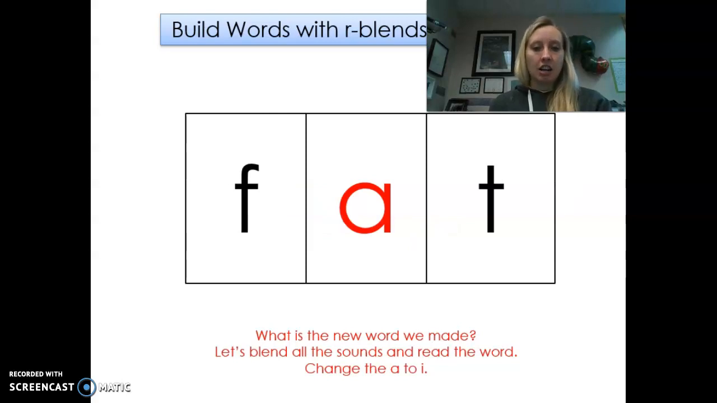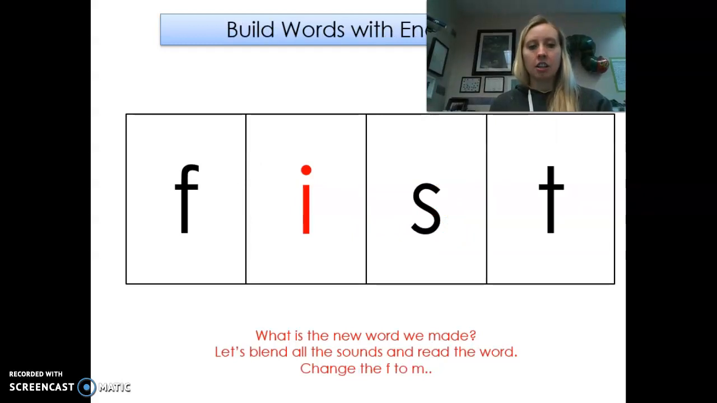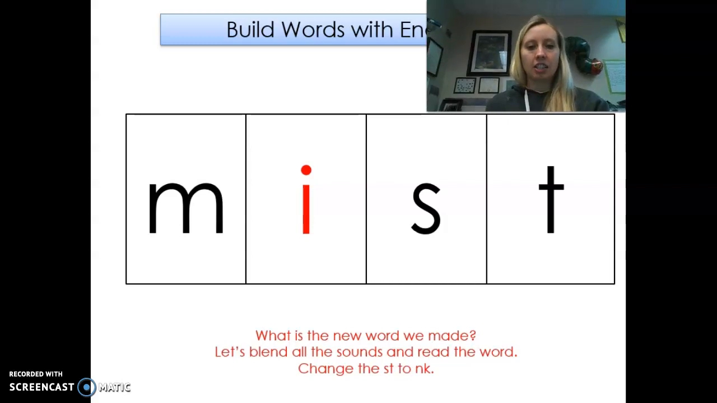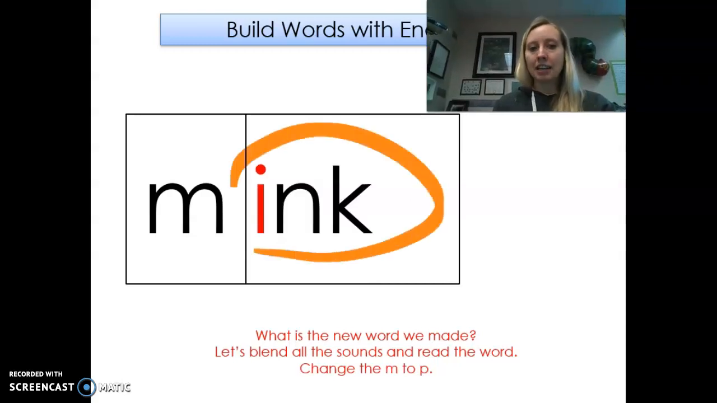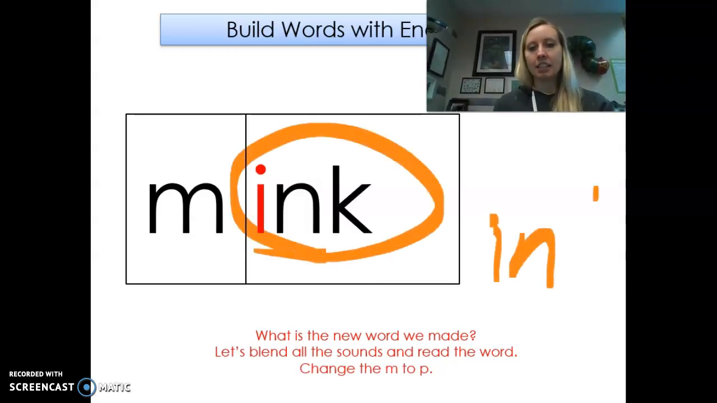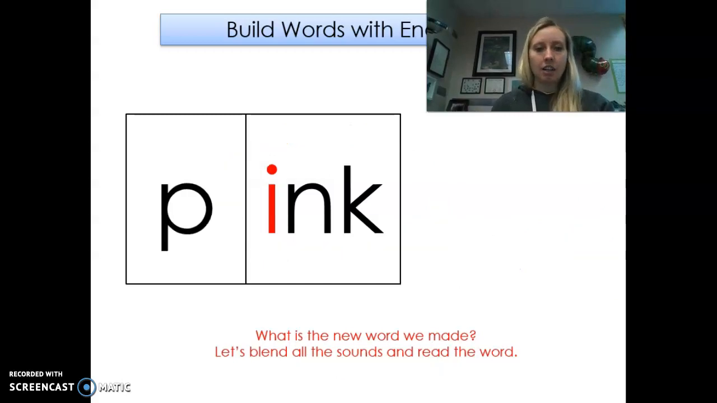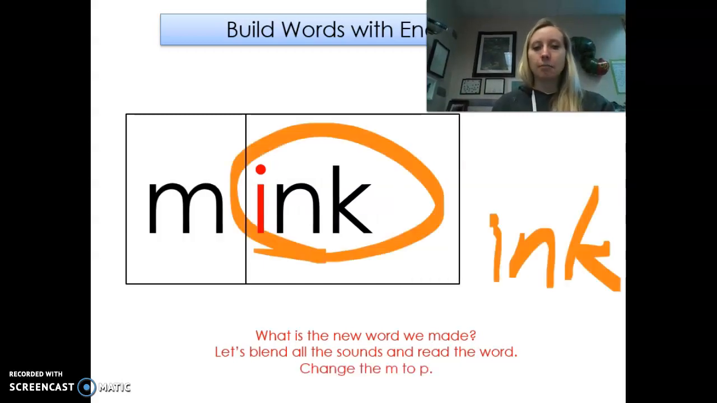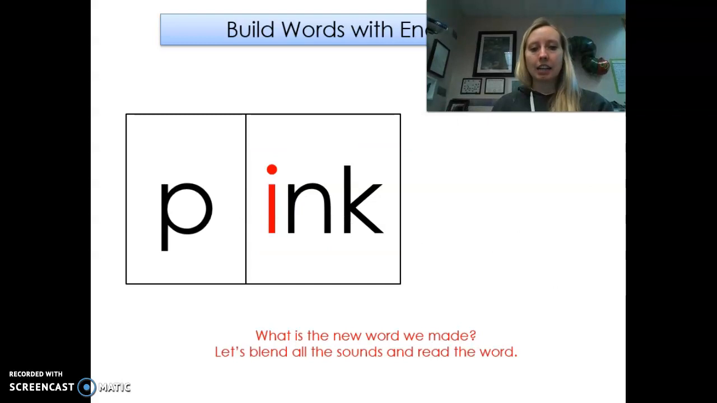Change the a to, whoops, we need to keep fast. Change the a to i, fist. Change the f to m, mist. Change the st to nk. Now this one's tricky. It's not mink. Remember, ink says ink, ink. Oh, sorry. Change the m to p, pink.